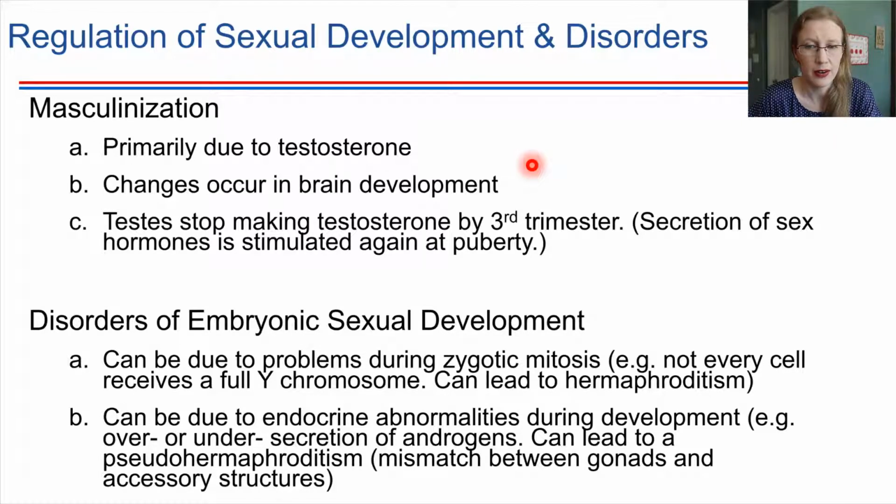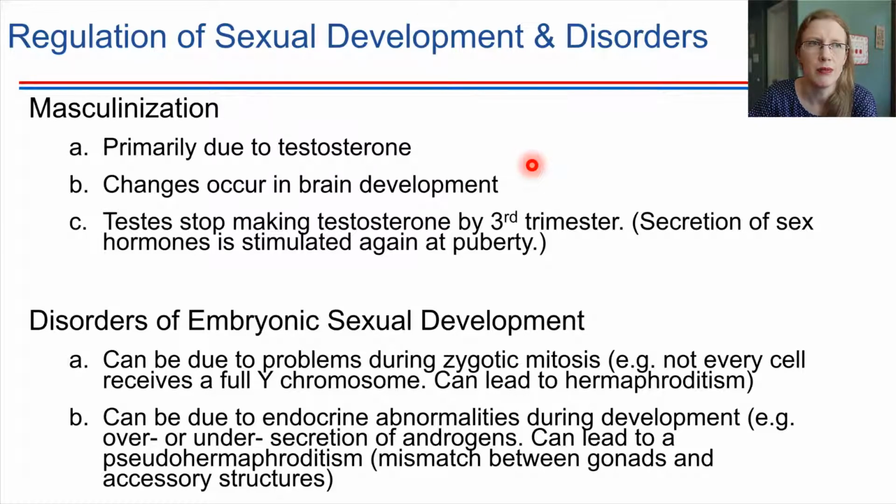Testosterone production tends to stop by sometime in the 3rd trimester, and then it picks up again once a person is going through puberty. So there's kind of like a break in testosterone production, and then it comes back into play in puberty. If testosterone or MIF are not produced in sufficient amounts, or if there are insufficient receptors for those substances, that can lead to problems with sexual development.